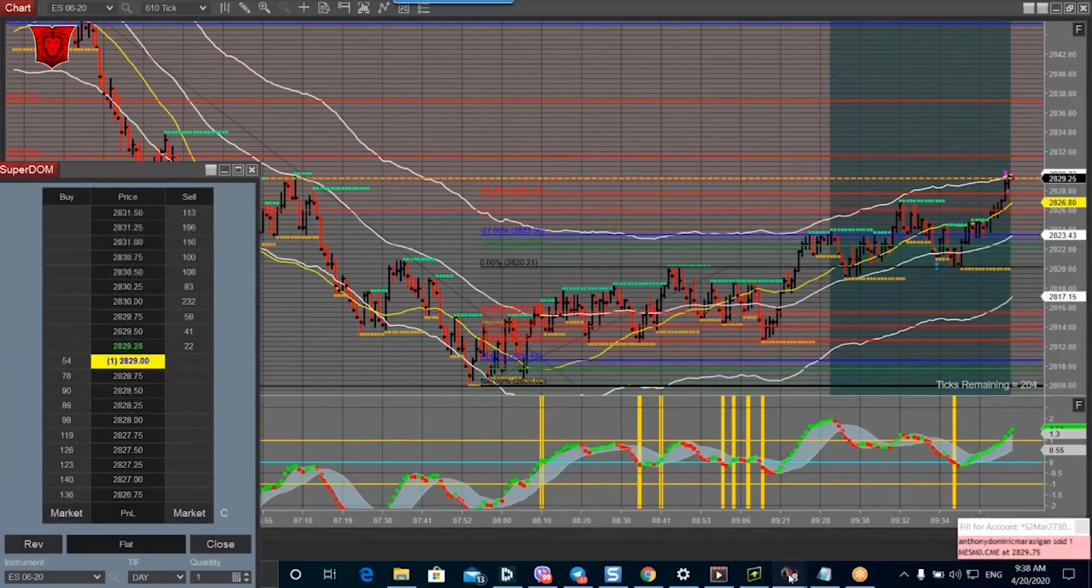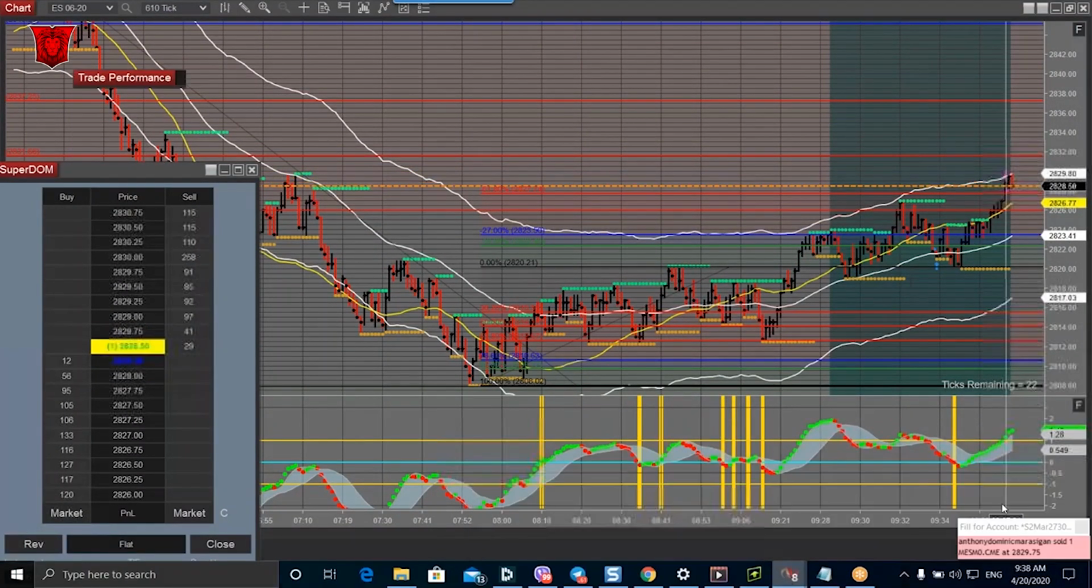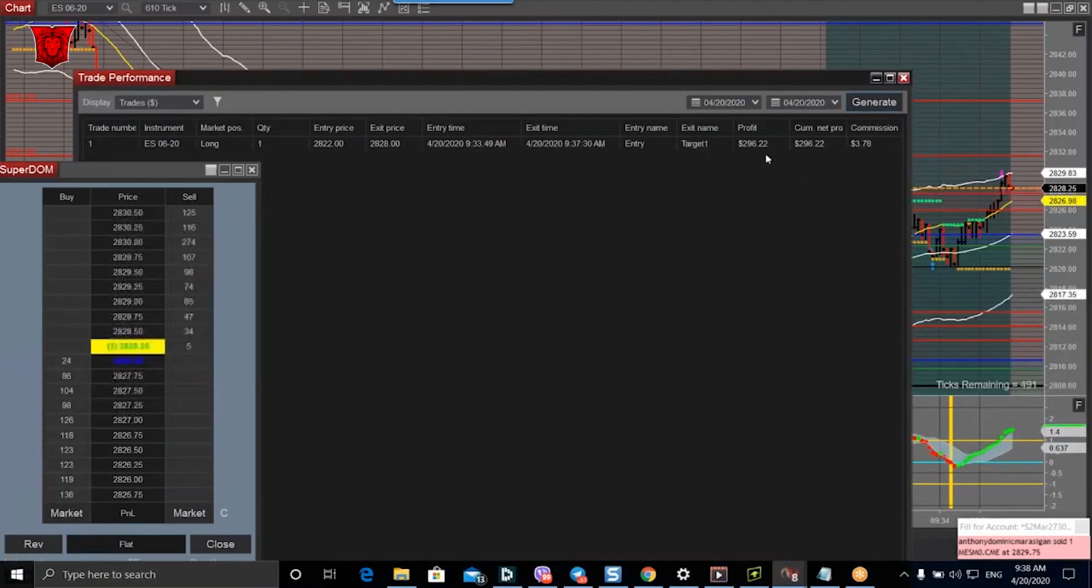Let's see how much we made there. 296. That was approximately a $300 trade. So we're close to our goal. In fact, let me see if we can do another setup here.